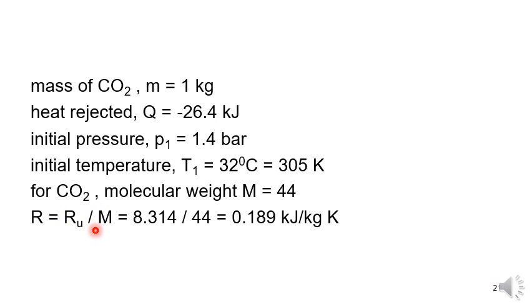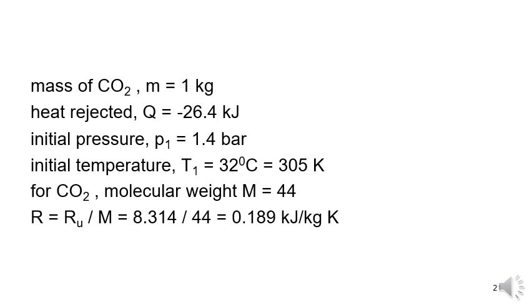So what is the M? M is nothing but the molecular weight of the gas. For CO2, carbon is 12 and oxygen is 16; two atoms means 32. 32 plus 12 is 44. So R is 8.314 divided by 44, which is 0.189 kilojoule per kg Kelvin.